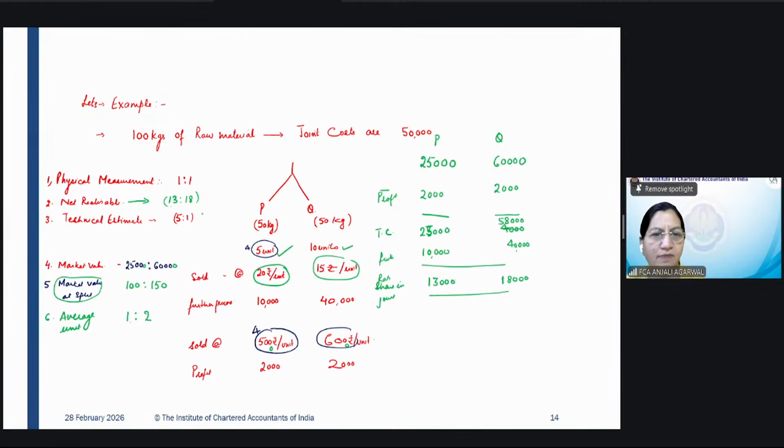So these are different methods. Just have a look at it. I think it should be clear. Most of them are revised except the contribution margin. So in physical measurement, you know exactly 100 kgs split into 50 kgs each. In average unit, you don't see the kgs because you don't have the measure of it. Therefore, you use the number of units, total units 15. So 50,000 would be divided by 15 and 5 units is to 10 units, 1 is to 2.